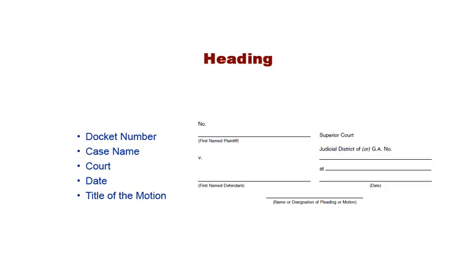The heading is followed by the title of the motion. 2 spaces below the heading, and in the center of the document, type the title of the motion. Motion titles are generally in all capital letters and underlined.